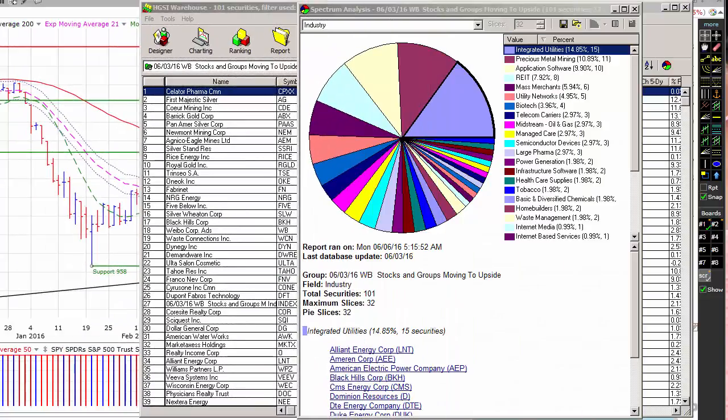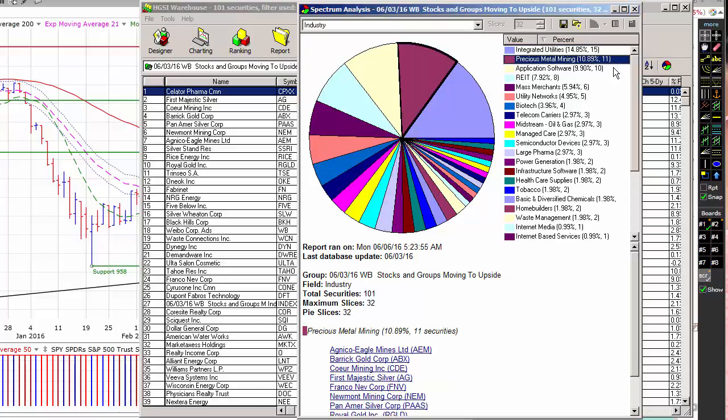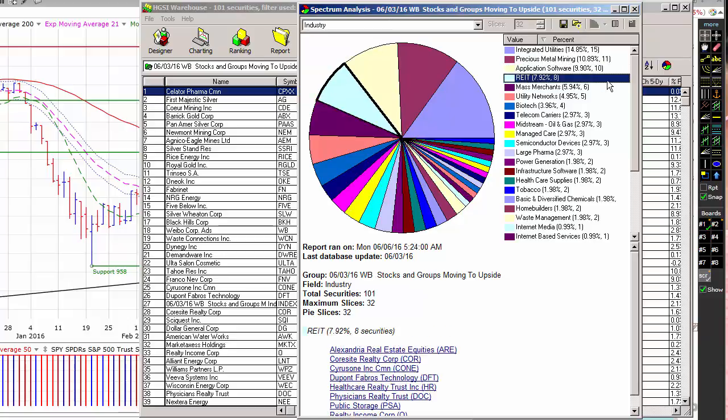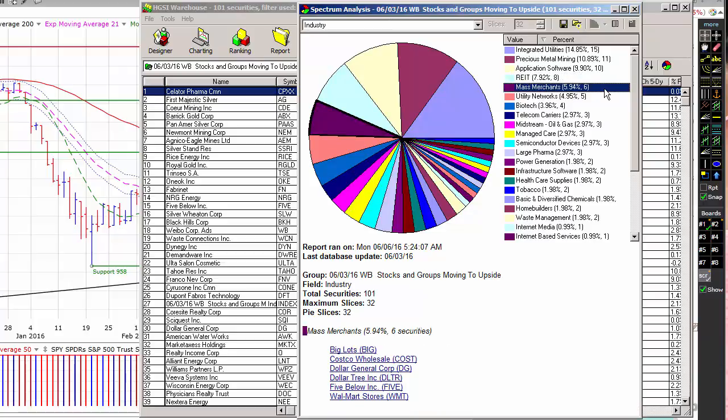On Friday, of the top 100 most powerful stocks in the most powerful industry groups, 15 came from integrated utilities, 11 from precious metals, 10 from application software, 8 from real estate investment trusts. We haven't seen real estate investment trusts in a while. And rounding out the top 5, we had mass merchants with 6 stocks in the 100 most powerful stocks in the most powerful industry groups. These may be good places to look for leadership in this market.